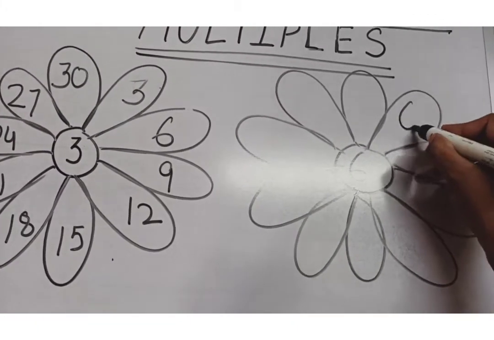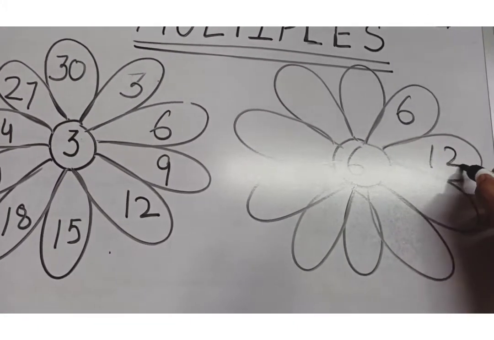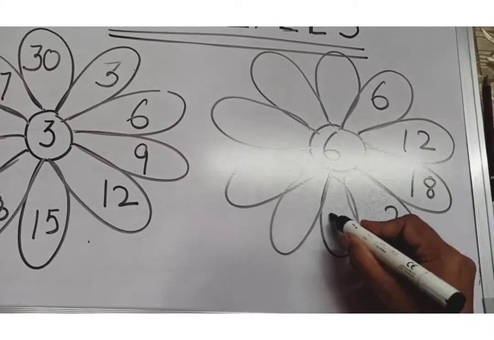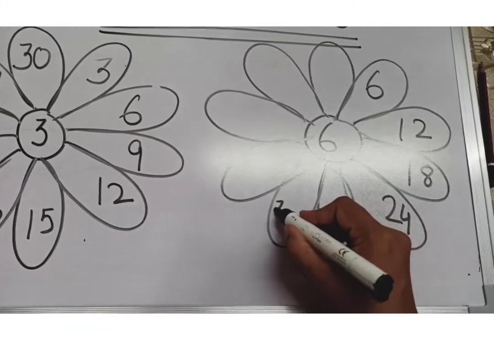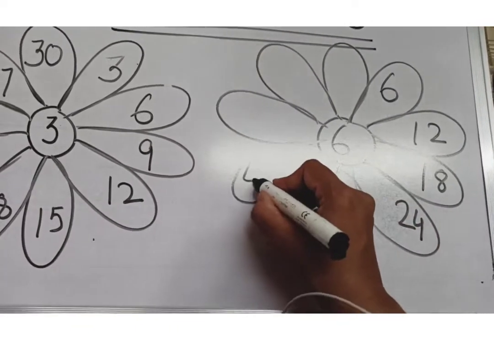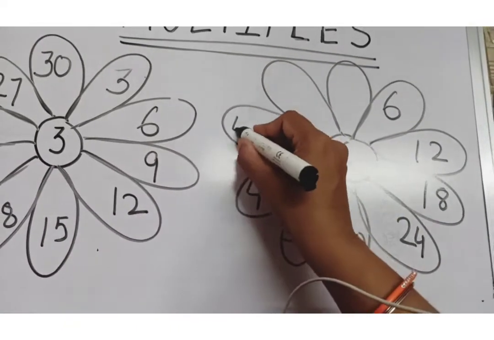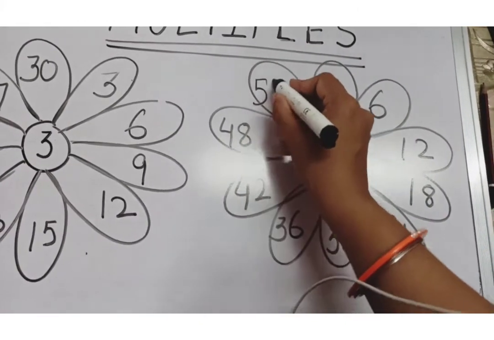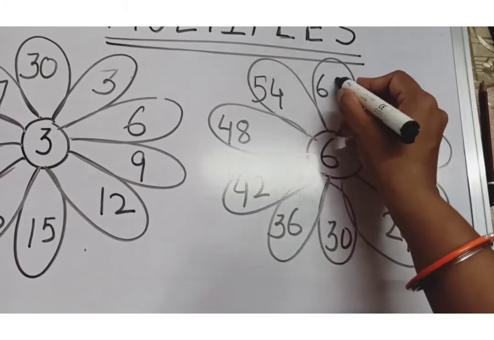Like that, if we come to the multiples of 6, we have the first multiple, 6 ones are 6, then 12, 18, 24, 30, 36, then the next is 42, then 48, 54 and the last one will be 60.